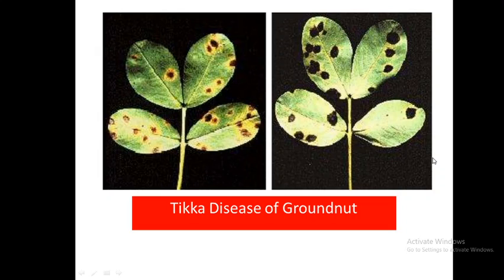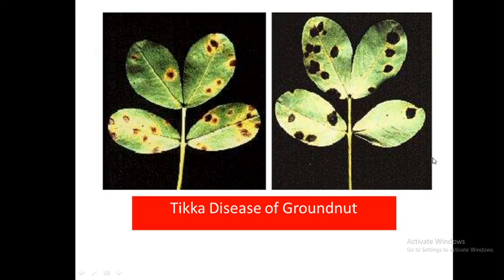Now, occurrence of this causal organism. Cercospora is a saprophytic as well as parasitic fungus. It is a parasite of many plants like rice, groundnut, cotton, mint, tomato, potato, sweet potato, brinjal and chili, etc. It infects all these plants and causes a disease called leaf spot disease.